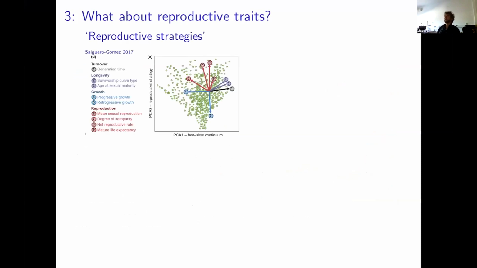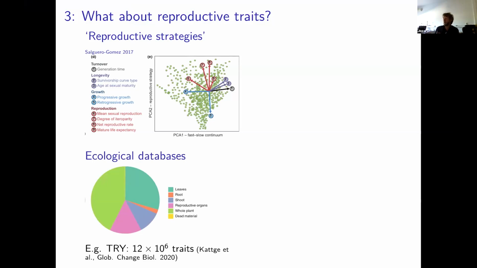And people have identified or termed reproductive strategies also using these kind of data. And this is a very influential one by Salguero-Gómez, published a few years ago. And you see here what he calls reproductive strategies. But if you look at what reproduction is here, then it's mainly how many seeds do you produce, how many offspring do you produce?